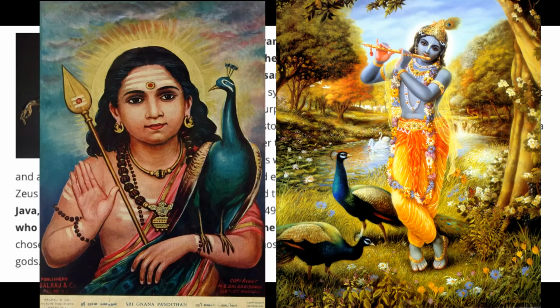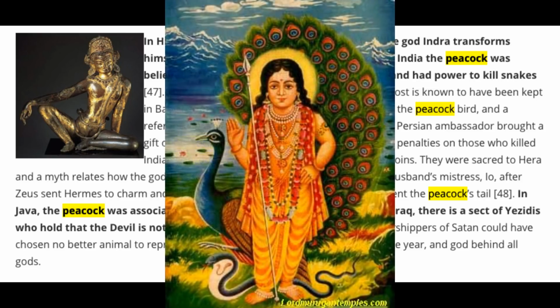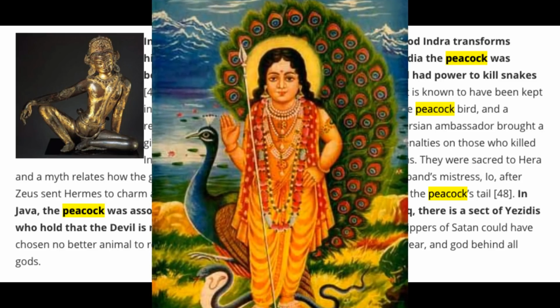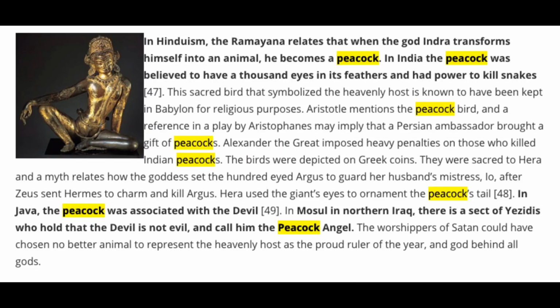In Hinduism, the Ramayana relates that when the god Indra transforms himself into an animal, again the god Indra, he becomes a peacock. In India, the peacock was believed to have 1,000 eyes in its feathers and had power to kill snakes. Again, killing snakes. This sacred bird that symbolized the heavenly host is known to have been kept in Babylon for religious purposes. Aristotle mentions the peacock, and a reference in a play by Aristophanes may imply that a Persian ambassador brought a gift of peacocks. Alexander the Great imposed heavy penalties on those who killed Indian peacocks. The birds were depicted on Greek coins.